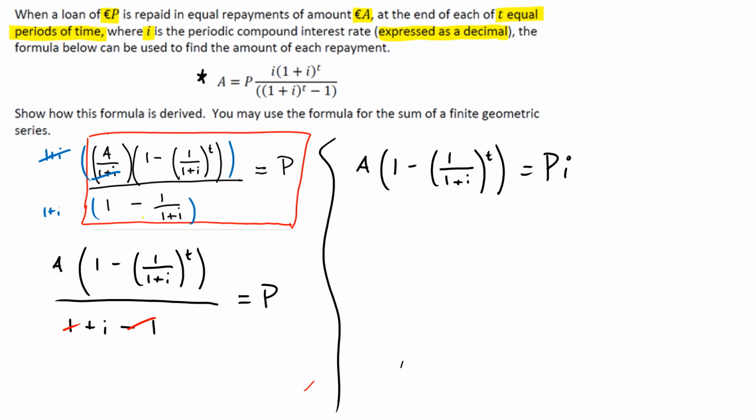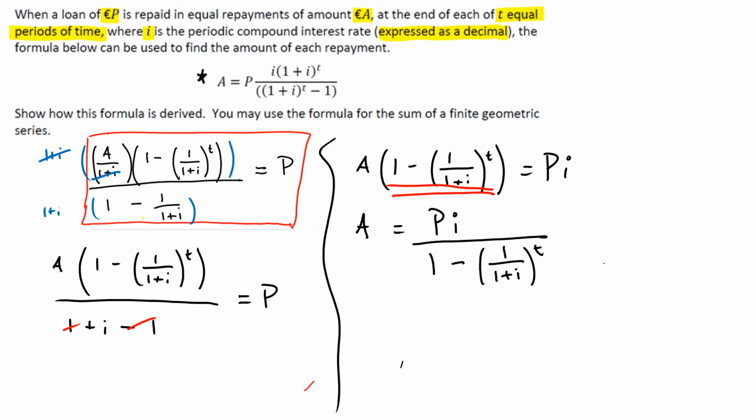I'm trying to figure out a on its own. So what we can do is a is equal to P times i divided by everything that was here beside a. So this whole bracket here. So we have 1 minus 1 over 1 plus i to the power of t. Now keep an eye on what we have, or what we want and what we have. So at the moment we have the P and the i, that's good, but we're missing a lot more.